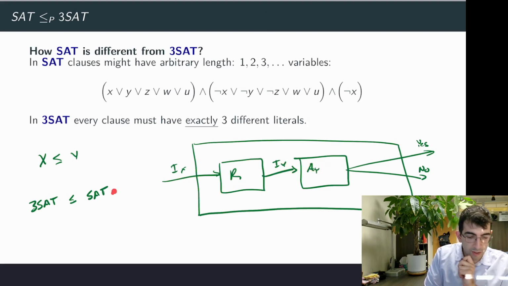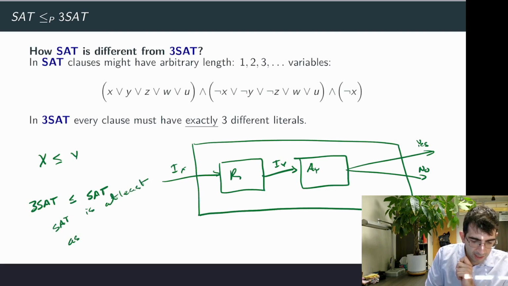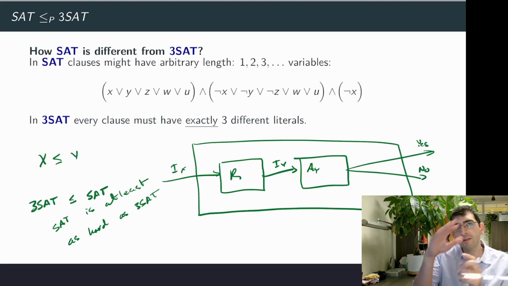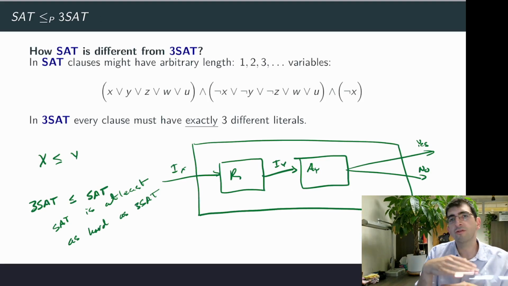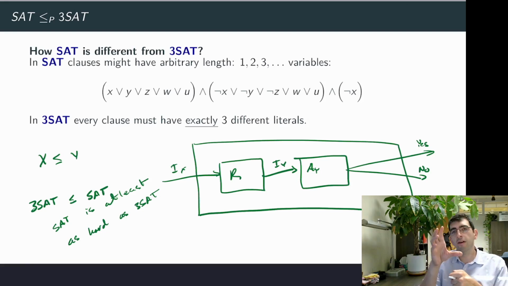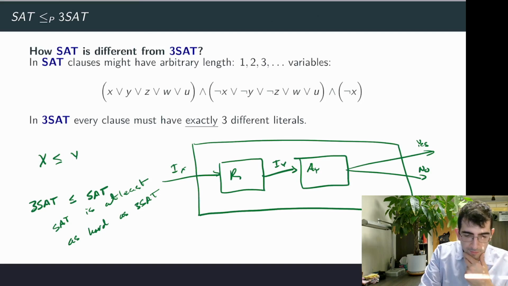So what does this show? It shows SAT is at least as hard as 3-SAT. So 3-SAT gives a bottom. It shows that SAT is at least as hard as 3-SAT, in terms of computation. So now the question is, can you do the reverse?